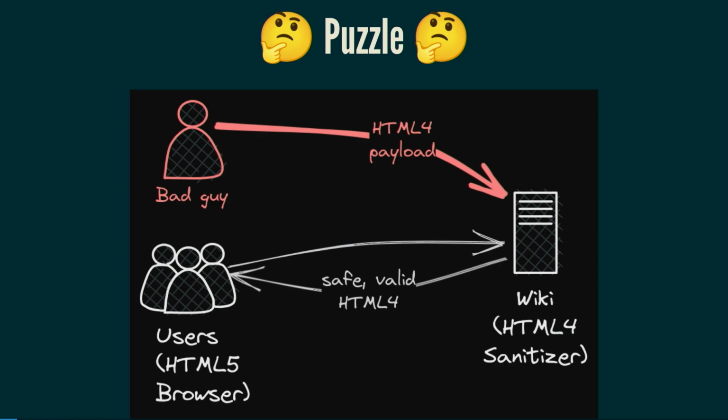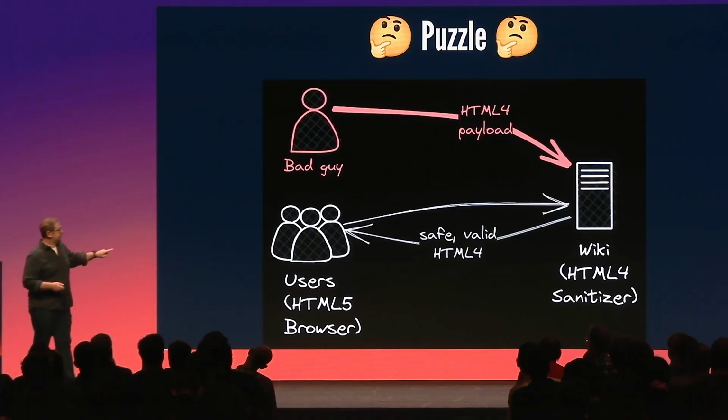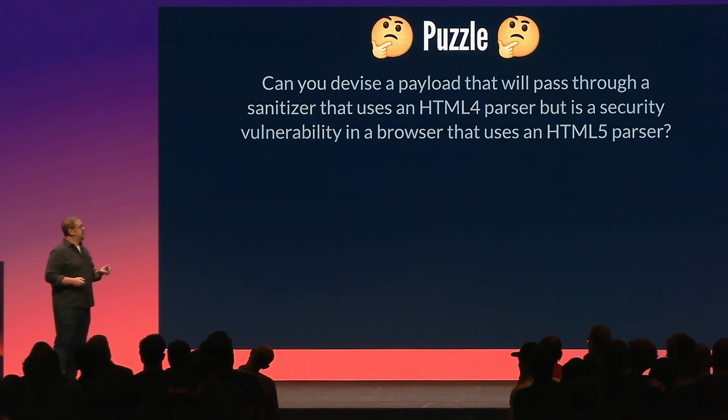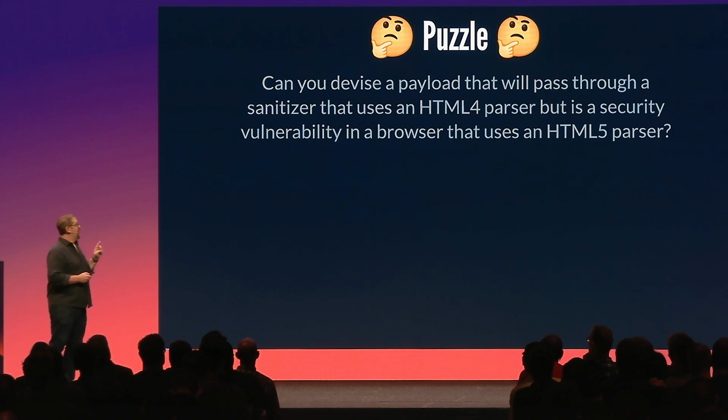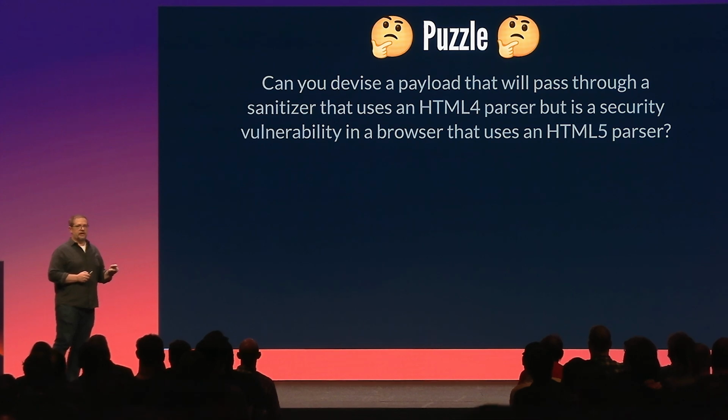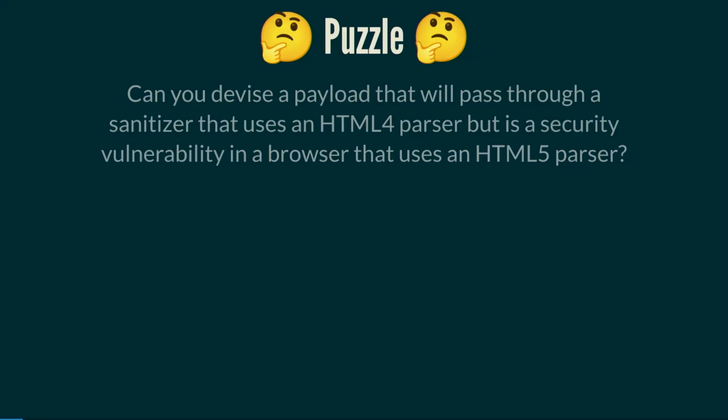The scenario here is, imagine you're running a website that's like a wiki or something that publishes a lot of user-controlled data. If there's a bad guy who wants to try to inject some JavaScript or something, you've got a sanitizer running, which makes sure that safe and valid HTML4 comes out and is rendered in your user's browser. Now, the interesting bit is that most browsers today are HTML5 compliant. And so the question is this: can you craft a payload that will pass through an HTML4 sanitizer, and when it's rendered in an HTML5 browser, is a security vulnerability?